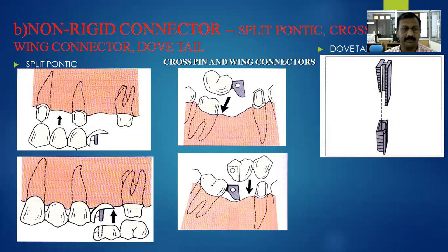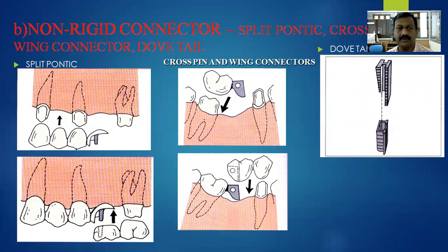When you see the split pontic, just see the picture. Here the pontic will be split into two. This type of split pontic will be given mainly in the case of a pier abutment tooth. That means if there are two abutment teeth and in the center of the edentulous area there is one tooth, that is known as a pier abutment. So it is an extra abutment in the center of the edentulous area.